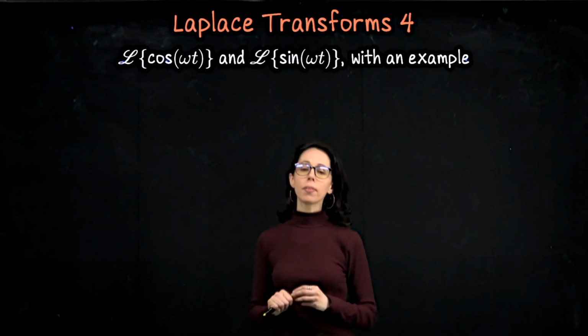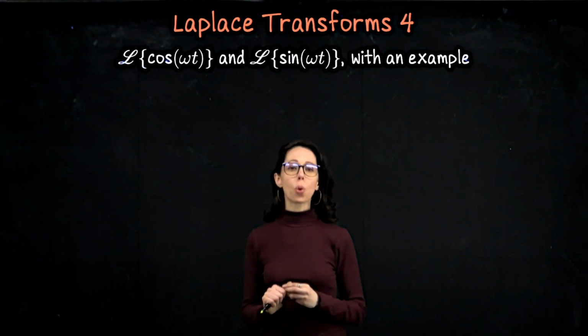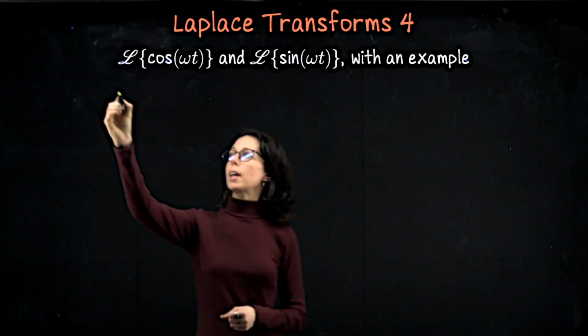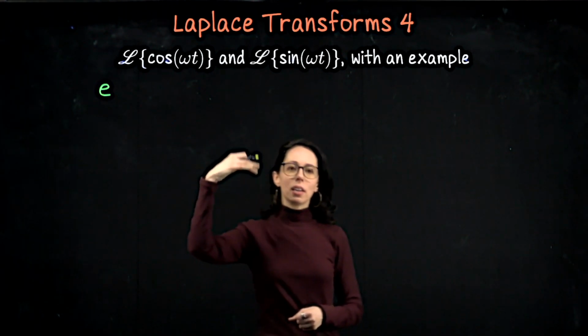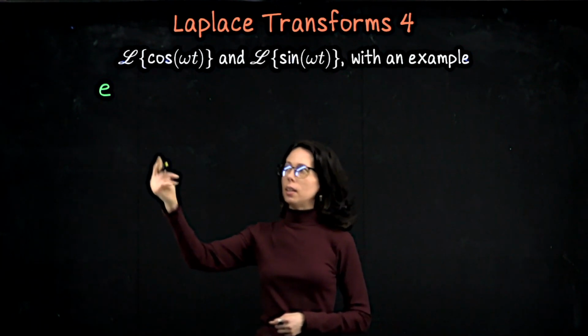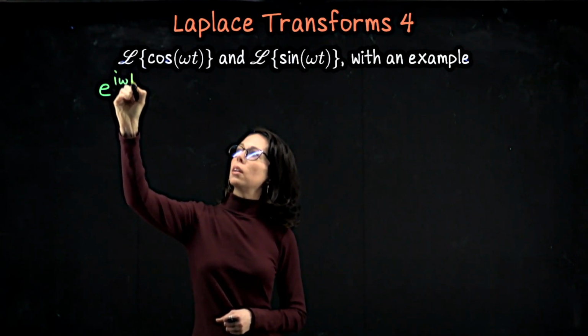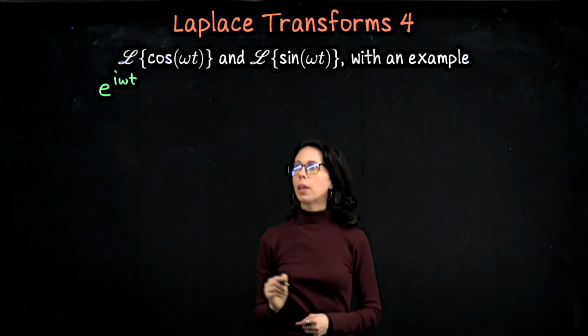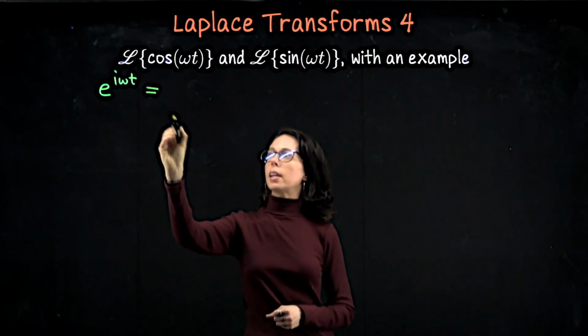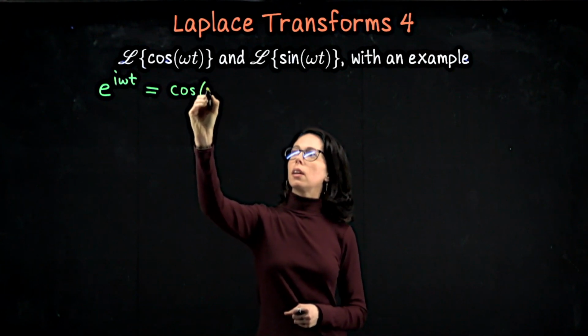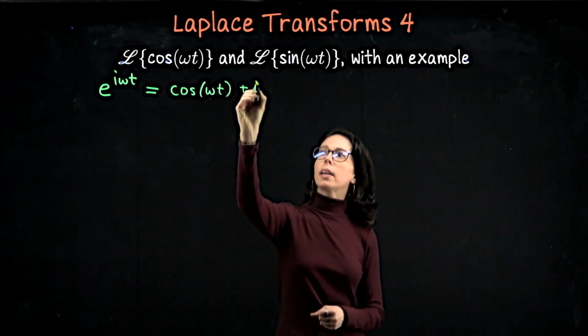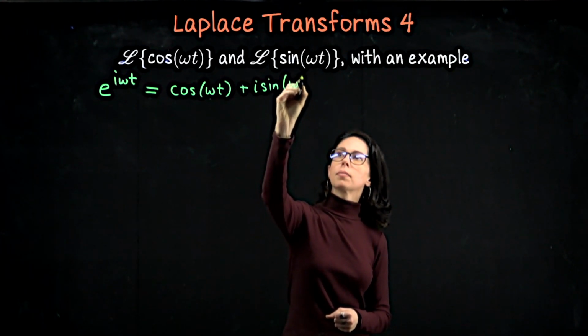All right, we can get both of these Laplace transforms at the same time if we use Euler's formula. So recall that e to the i omega t, this complex exponential, can be written in terms of cosine and sine as cosine of omega t plus i sine of omega t.